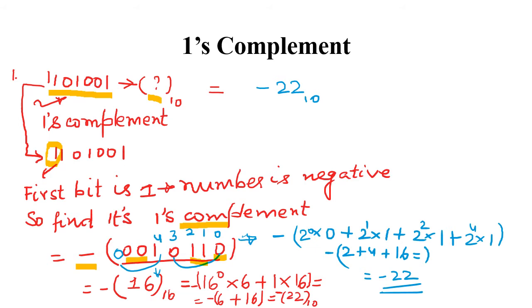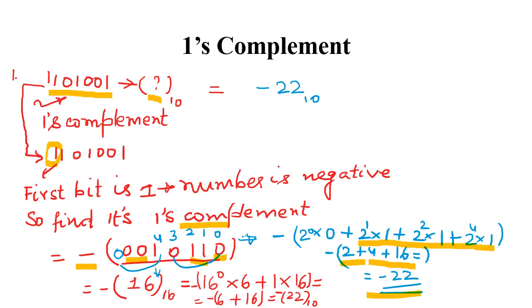You have to convert it into a decimal value. You can convert directly from binary to decimal, multiplying the LSB by 2 to the power 0, the second bit by 2 to the power 1, the third bit by 2 to the power 2, the fourth bit by 2 to the power 3, the fifth bit by 2 to the power 4, and so on. The remaining bits are 0, so the result will be 0. So we have to add 2 to the power 4 plus 2 to the power 2 plus 2 to the power 1, which is 2 plus 4 plus 16, that is equivalent to minus 22.